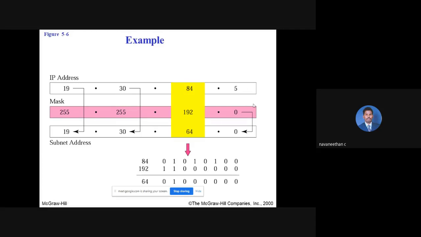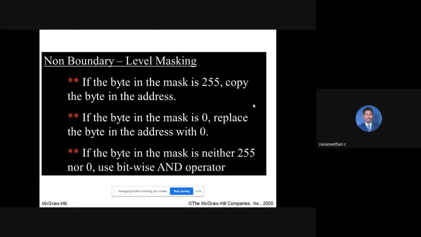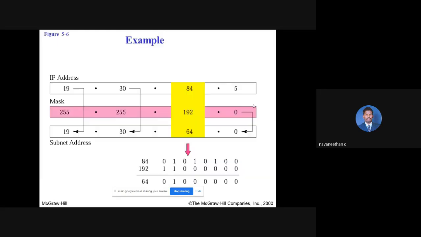The third point is if the byte in the mask is neither 0 nor 255, just perform the bitwise AND operation. It's very simple, students. Just take the 8 4 2 1 combinations, perform the bitwise AND operation, replace it, and this will be the subnet address. Clear? Any doubts? If you have any doubts, you can ask me. That's why I've taken this PPT. I think it has already been explained.